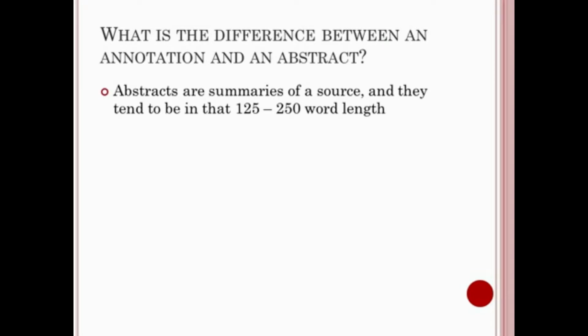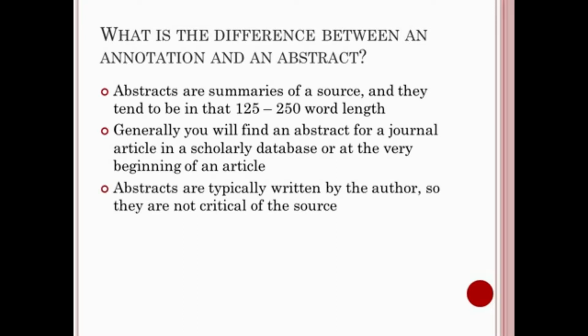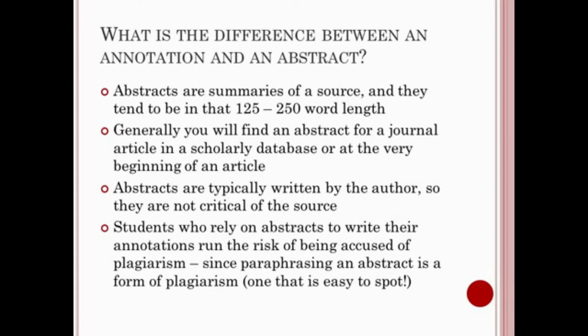So what is the difference between an annotation and an abstract? Abstracts are summaries of a source, and they also tend to be in that 125 to 250 word length. Generally, you'll find an abstract for a journal article in a scholarly database or at the very beginning of an article. Abstracts are typically written by the author, so they are not critical of the source. Students who rely heavily on abstracts to write their annotations run the risk of being accused of plagiarism, since paraphrasing an abstract is a form of plagiarism, and it's one that's very easy to spot. In order to avoid such charges, students should read the article through first and write their annotation on the basis of their own assessment of that source.